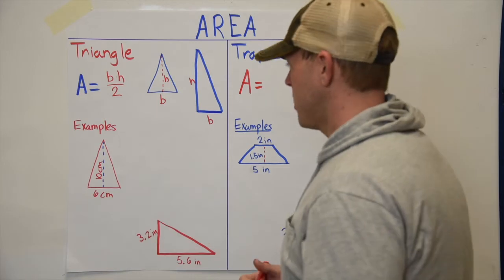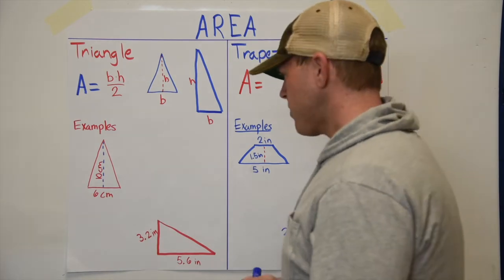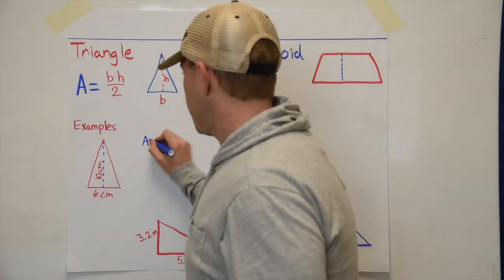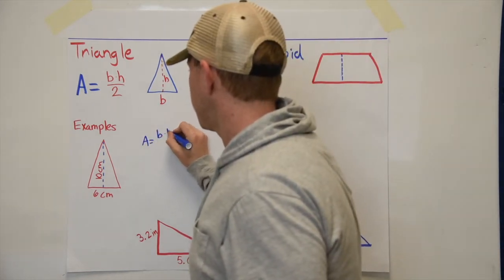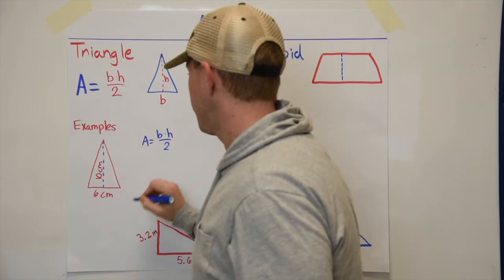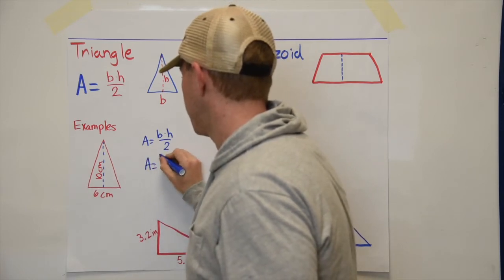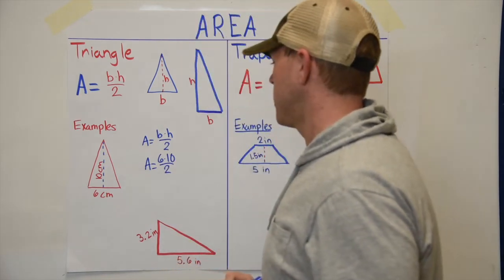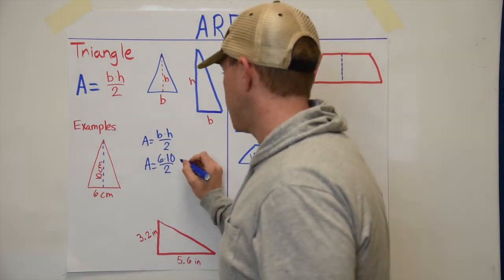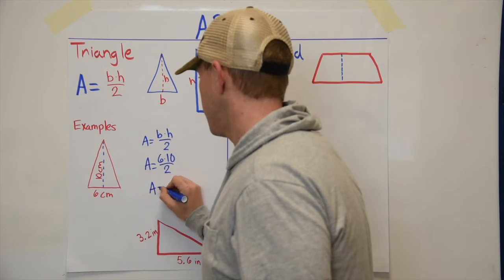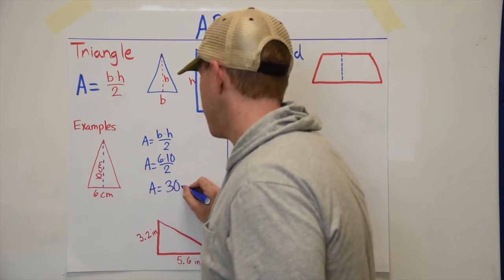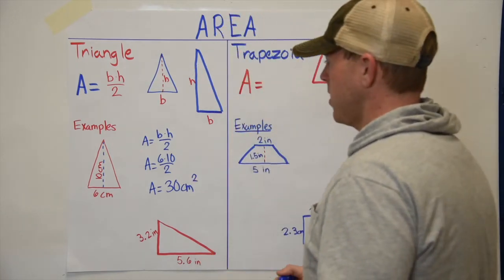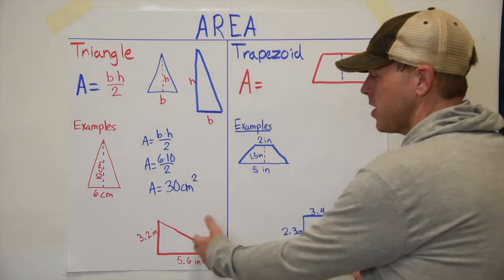All right, so for here, we have area equals base times height divided by 2. My base is 6. My height is 10. And I divide that by 2. All right, so 6 times 10 is 60. We divide that by 2 and we get 30. I forgot to put the units on there. 30 centimeters squared.